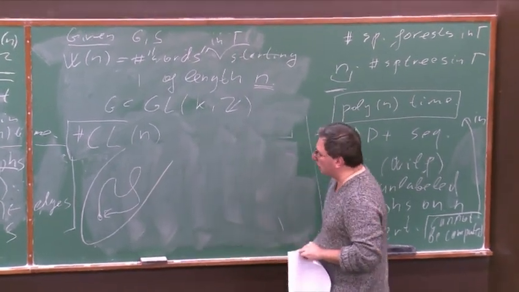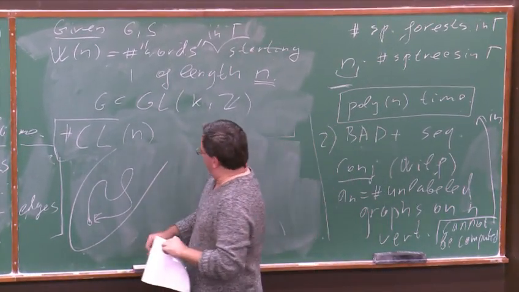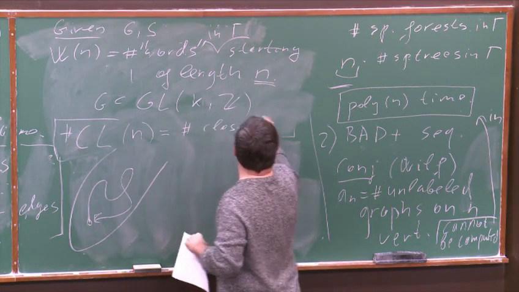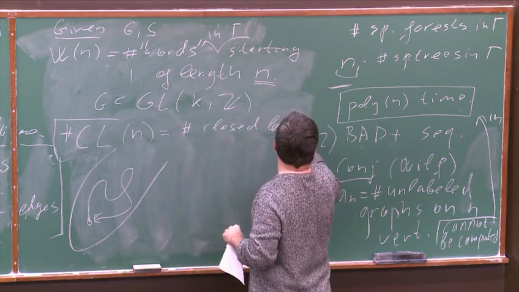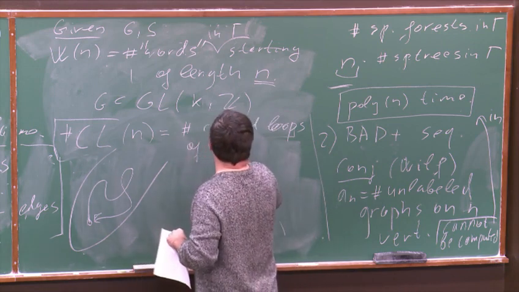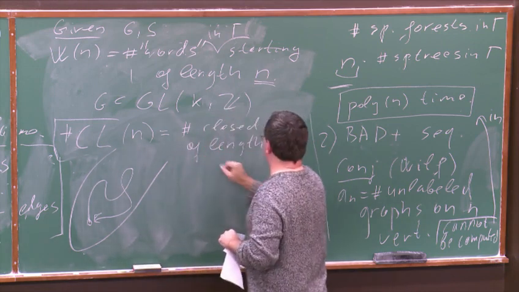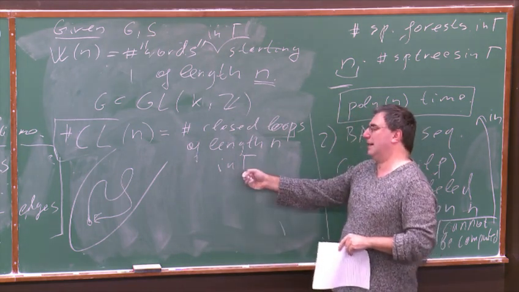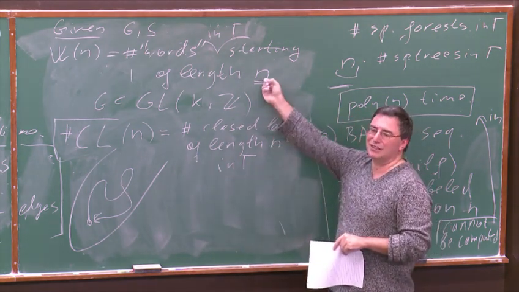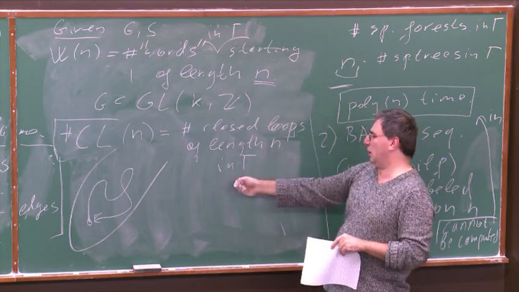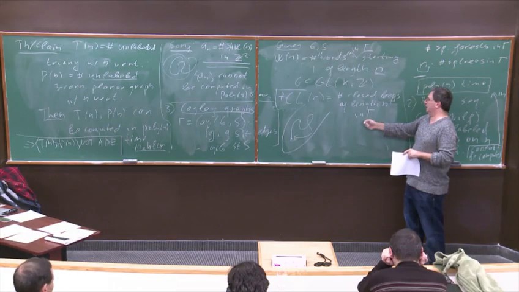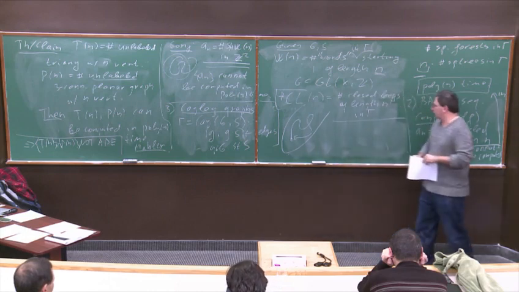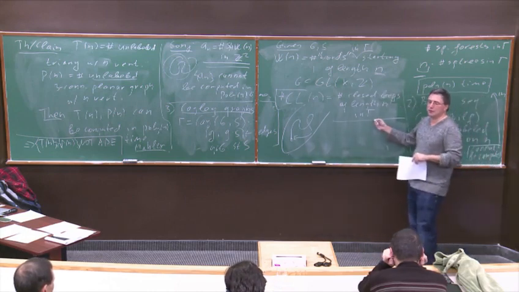So this is a really graph theoretic notion, the number of closed loops of length n in gamma. And that's in some sense much more interesting than the word growth. This is what they call cogrowth, and there is nothing particularly coy about it. But that's what people do. Okay.